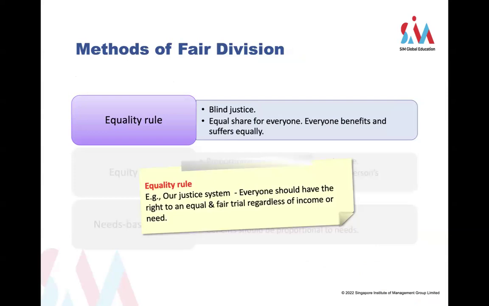Now, remember just now we mentioned about being fair to the other party. So we're going to look at the various methods of fair division. Okay, so we have the equality rule. That means equal share for everyone. Everyone benefits and suffers equally. An example of the equality rule is our justice system. Everyone should have the right to an equal and fair trial regardless of who you are, regardless of your education level, regardless of your social status, regardless of your income, regardless of your gender, regardless of your religious beliefs.